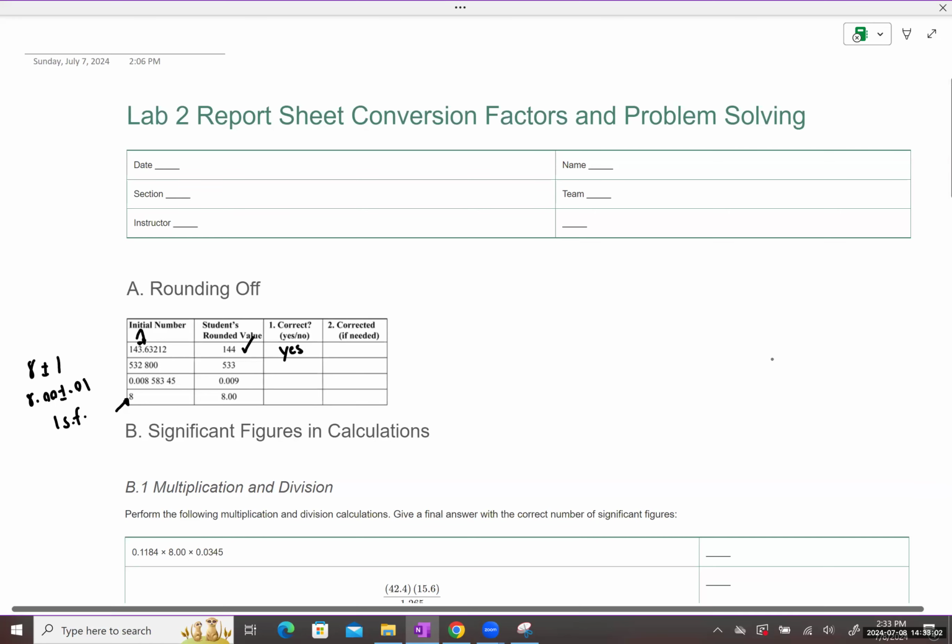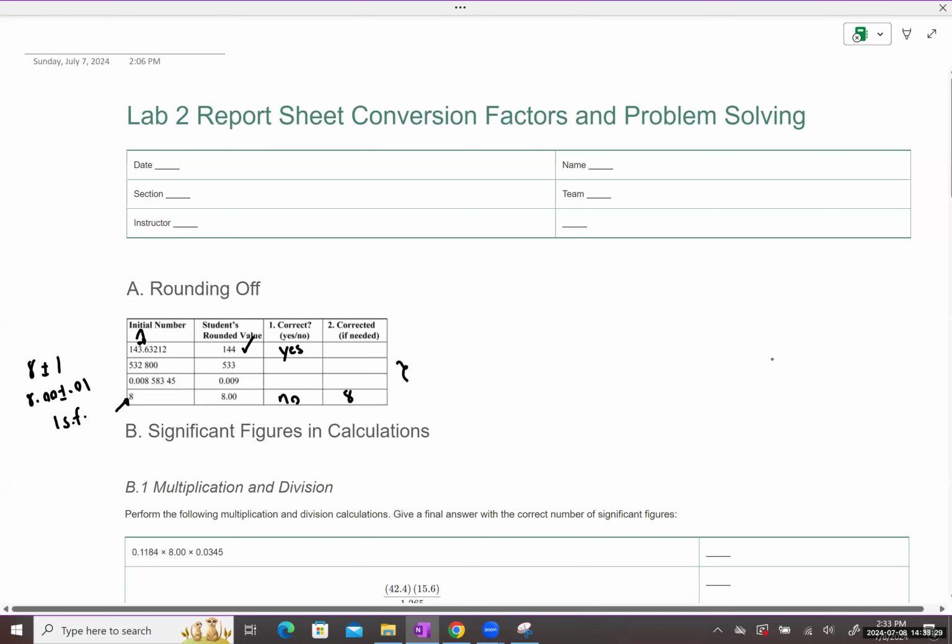So rounding 8 to 8.00, yes, this number has 3 sig figs, but our original value only had 1 sig fig, and you can never add sig figs during the rounding process. You can't get a more precise measurement after rounding. So this is incorrect. 8 would just be retained as 8, because that's the maximum number of sig figs we can report based on our measured value.